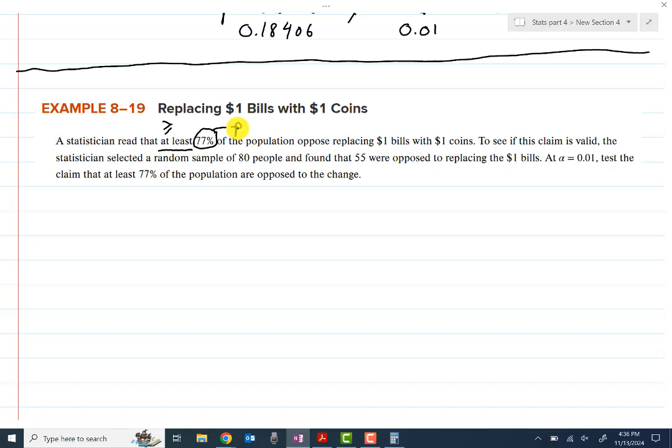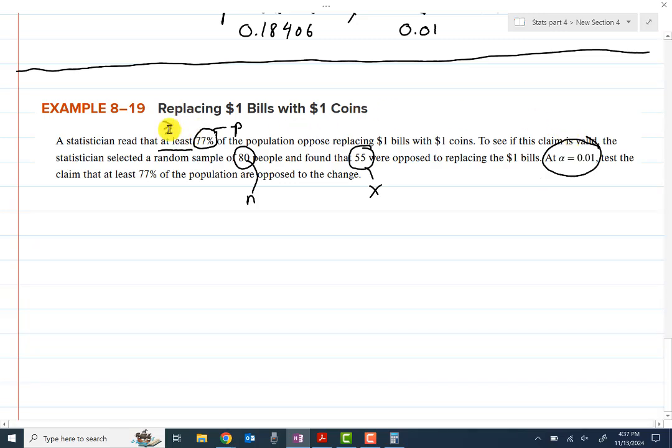To see if this claim is valid, the statistician selected a random sample of 80 people. So there's n. Found that 55 were opposed. So that's x. At alpha equals 0.01, test the claim that at least 77% of the population are opposed to the change.